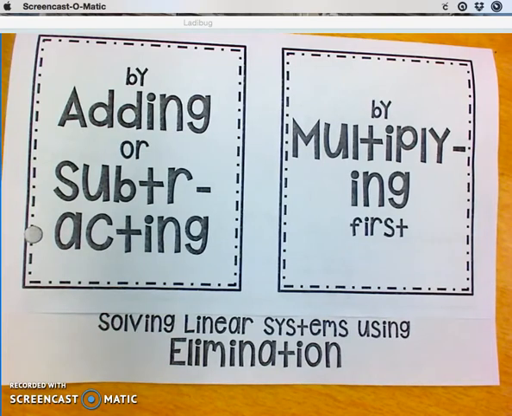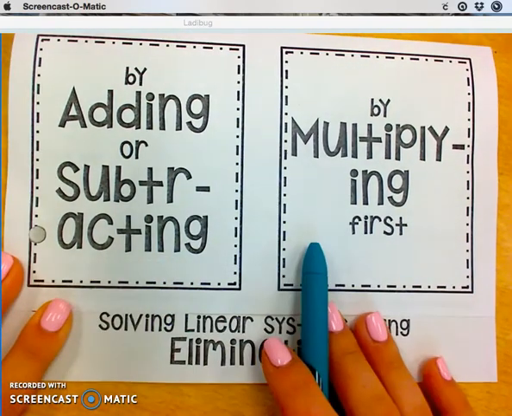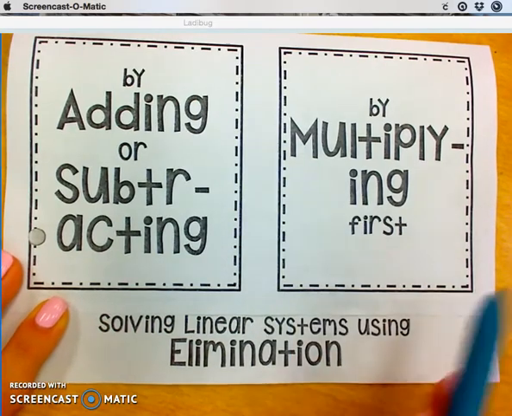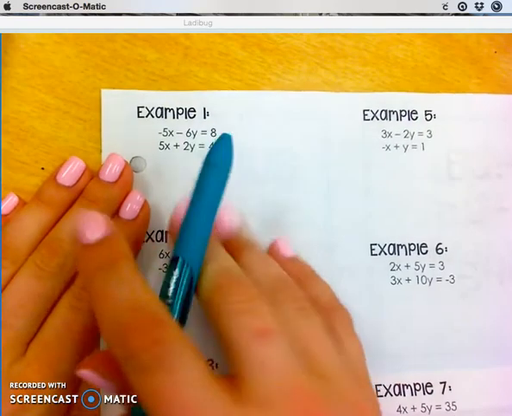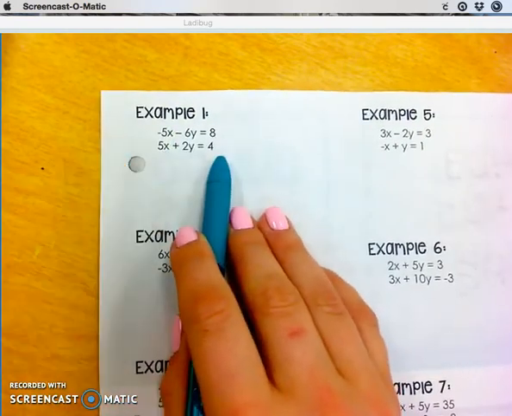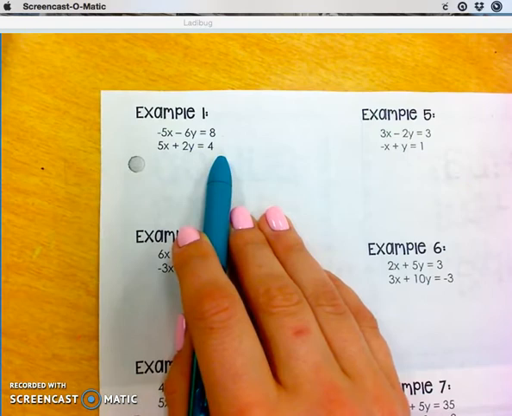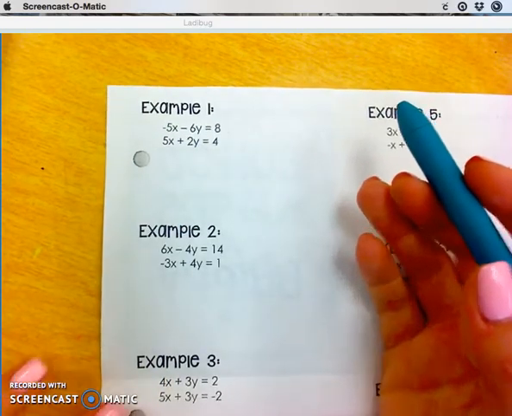This lesson is on solving linear systems of equations using elimination. We are going to have two different ways to be doing this depending on how the system is given to us. So we know a system is two linear equations. They're going to be put on a graph and we're going to see where they intersect.